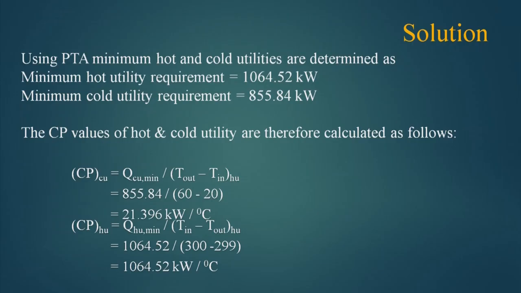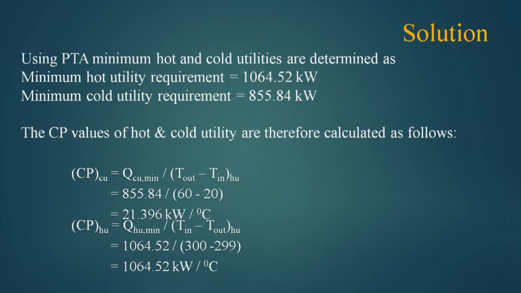Now, once the stream table is available, we can go for the problem table algorithm, PTA, to find out minimum hot and cold utilities. If we do this, we find that the minimum hot utility requirement is 1064.52 kilowatt, and the minimum cold utility requirement is 855.84 kilowatt. Now, based on these values of hot and cold utilities, we will try to find out the value of CP, capital CP, for cold utility as well as hot utility.